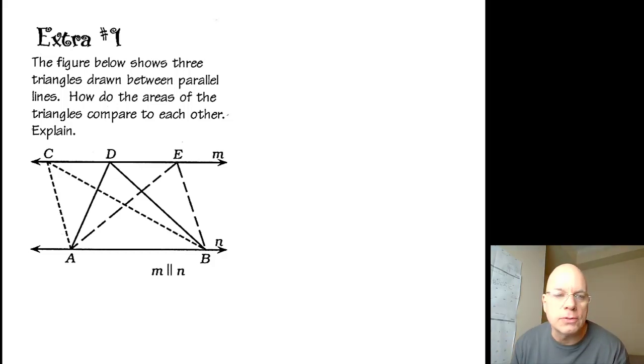The figure below shows 3 triangles drawn between parallel lines. How do the areas of the triangles compare to each other? First, we should know which triangles we're even talking about.